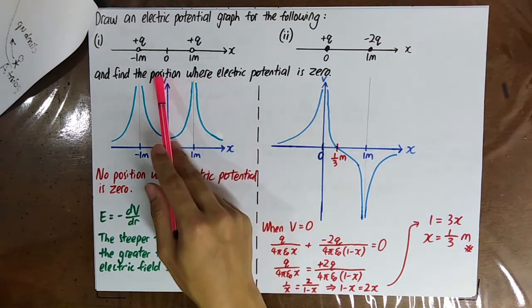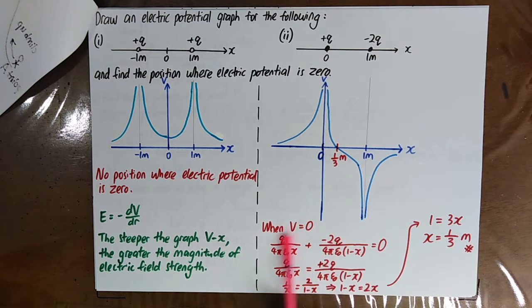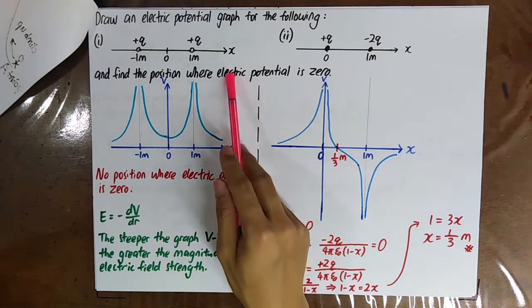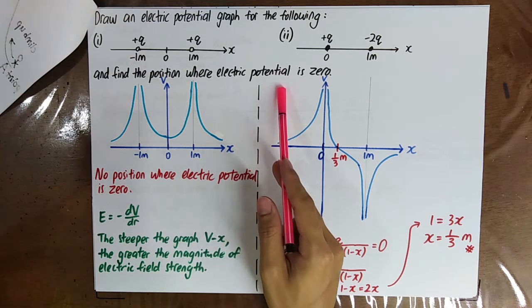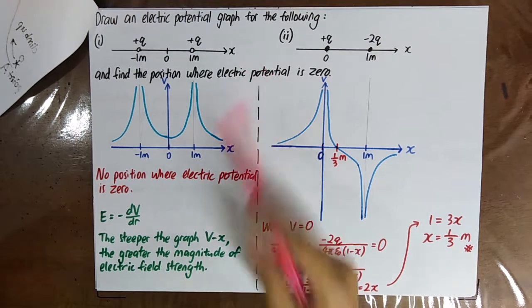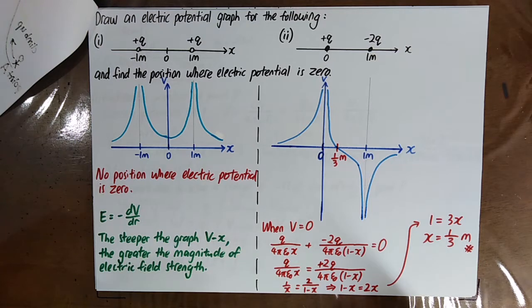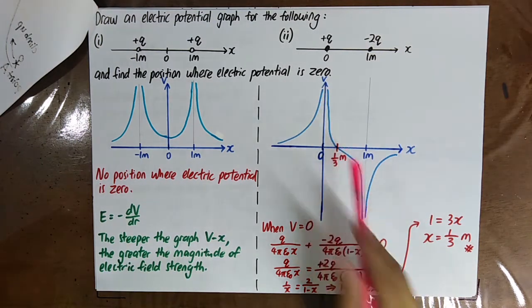Okay, can you find a position where the electric potential is zero? You use the formula for the electric potential. The formula for the electric potential is Q over 4 pi epsilon 0 r. Then you have to remember that electric potential is a scalar quantity, that means that it does not have a direction. That means that you straight away add them up. Okay, you use the superposition principle for the electric potential. So you know that when x equal to 0.333 meter, the electric potential is zero.